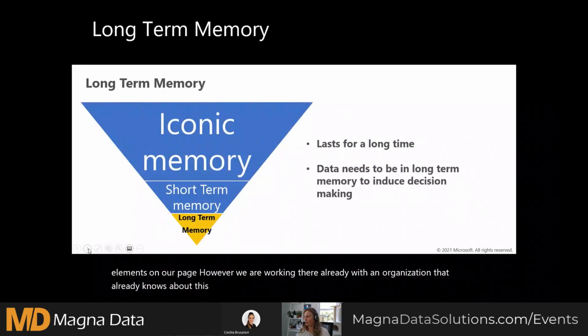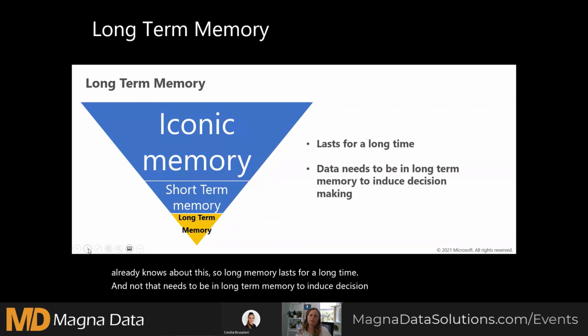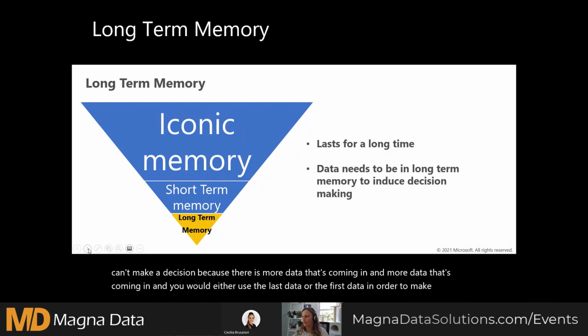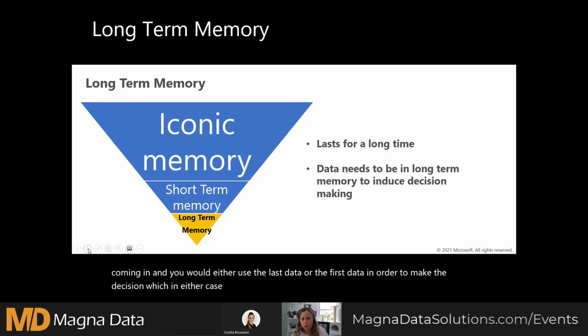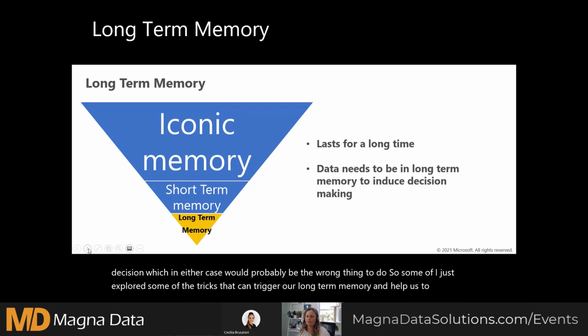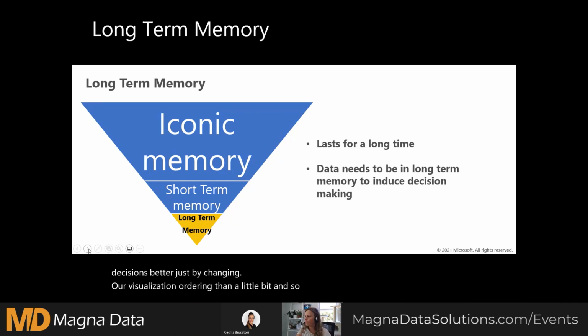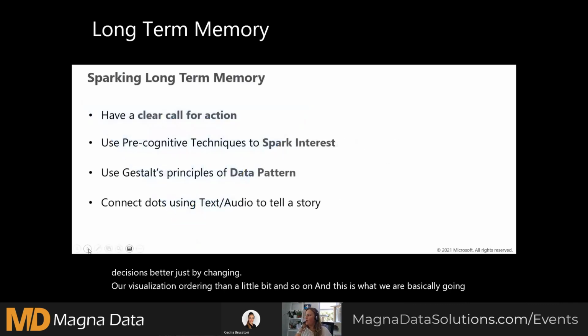Long-term memory lasts a long time, and data needs to be in long-term memory to induce decision making. Otherwise, you just can't make a decision, because more and more data keeps coming in, and you would either use the last data or the first data to make the decision, which in either case would probably be the wrong thing to do. So I just explored some of the tricks that can trigger our long-term memory and help us make better decisions just by changing our visualization, ordering things a little bit, and so on. This is what we are basically going to do later on.